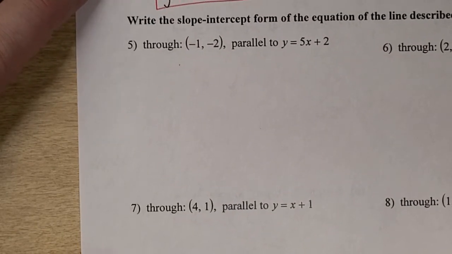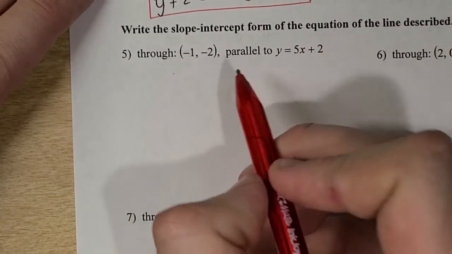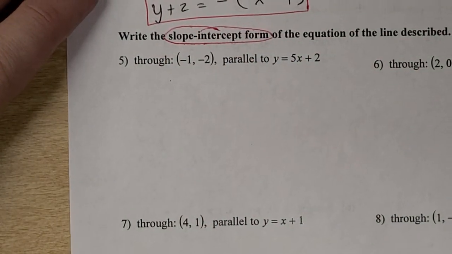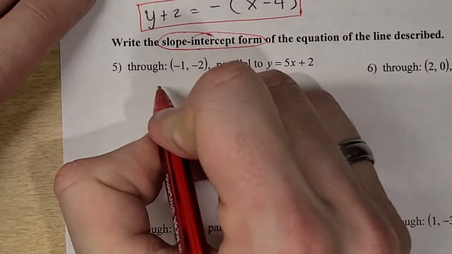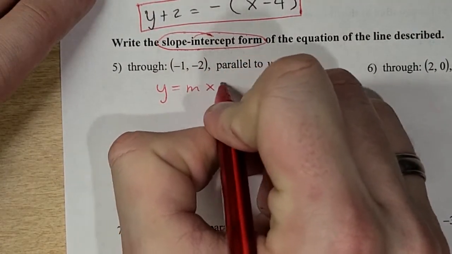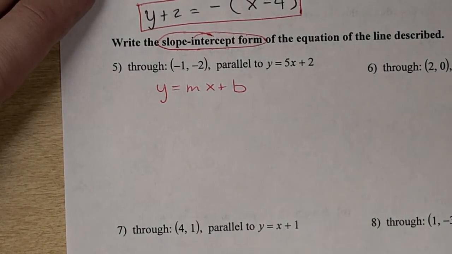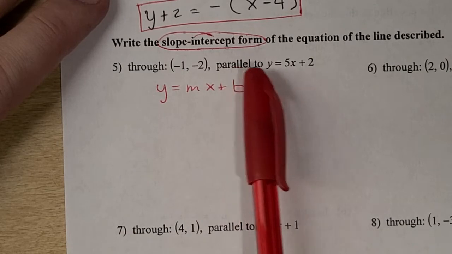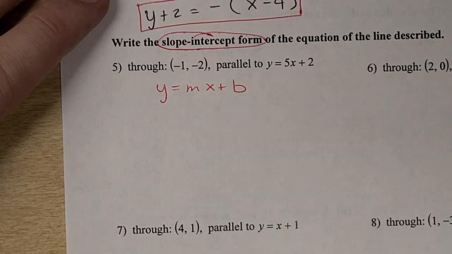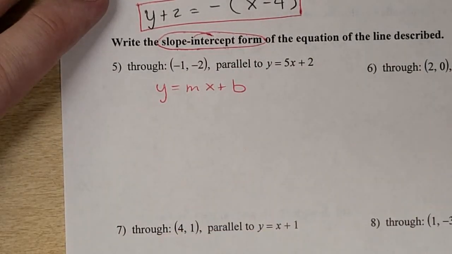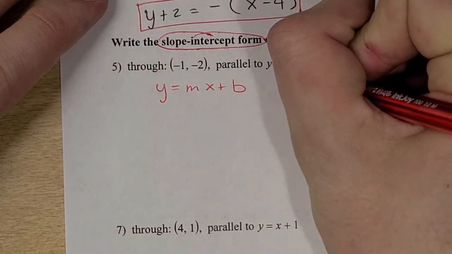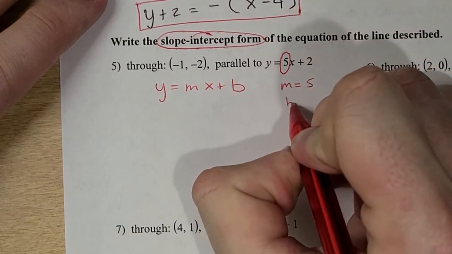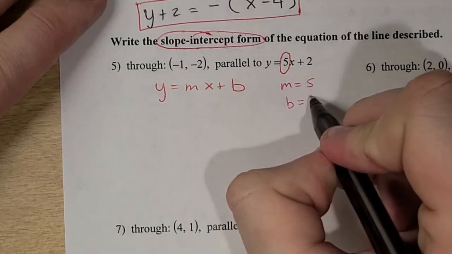Let's look at number 5. Write the slope-intercept form of the equation of the line described. So now I need to write this in y equals mx plus b. Well, I've got, let's see, a point and then a line that's parallel. So I can find the slope pretty quickly because, again, line that's parallel, so y equals mx plus b. My slope, I know, is 5. But I have no idea what b is.